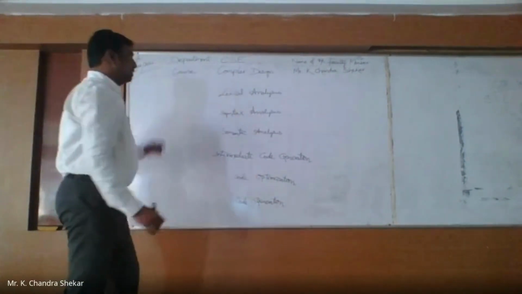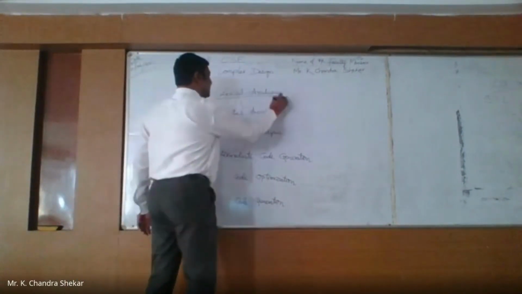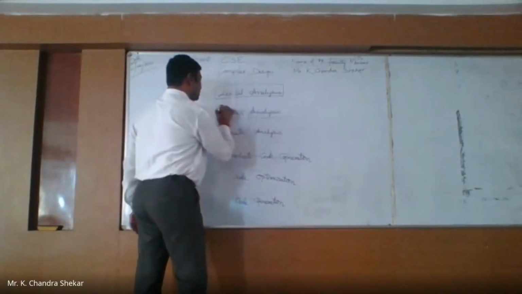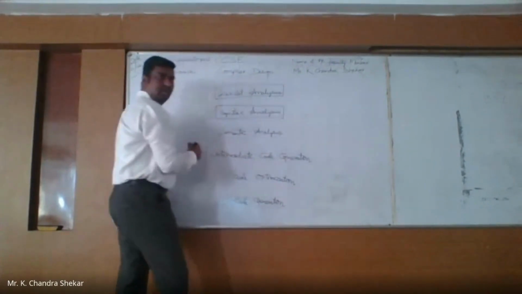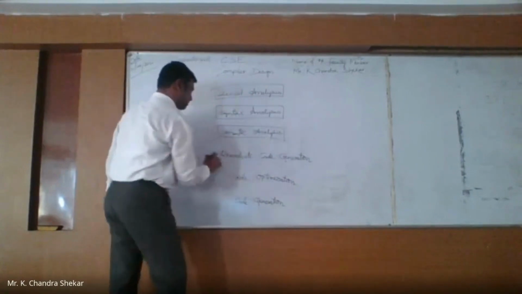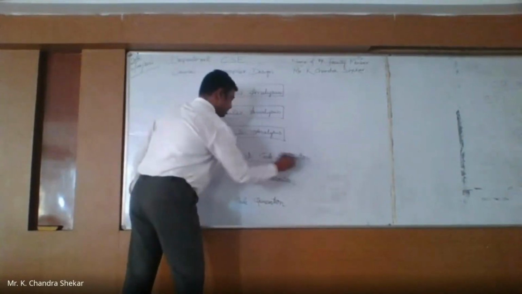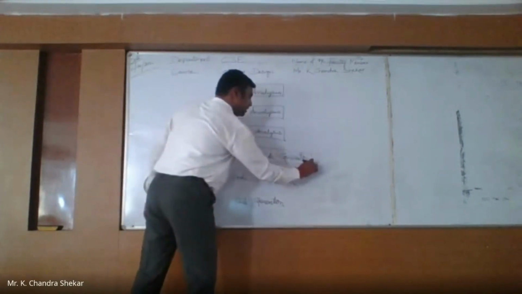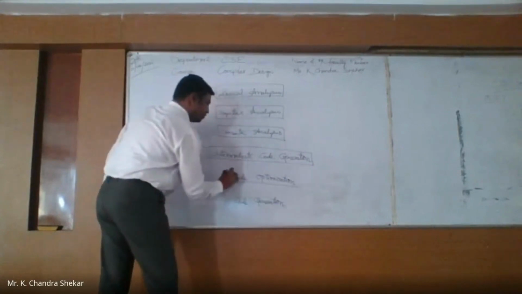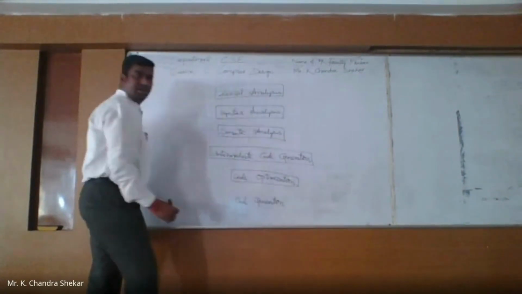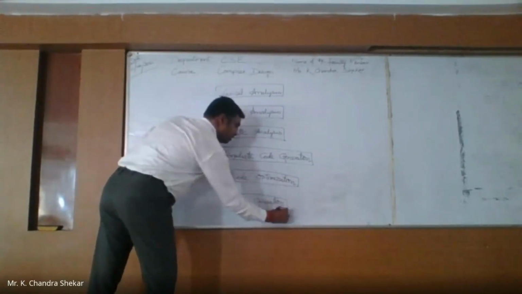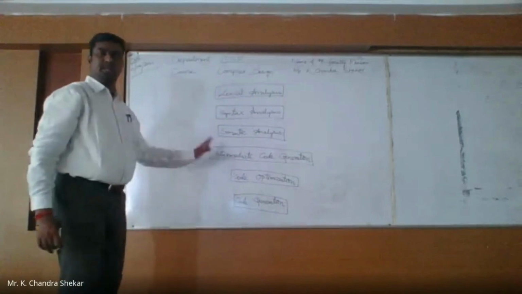Okay, so the first phase is the lexical analysis phase. The second phase of the compiler, syntax analysis phase. The third phase of compiler, semantic analysis phase. The fourth phase of compiler is intermediate code generation. The fifth phase of compiler is code optimization. And the last, sixth phase of compiler is the code generation, where the target code is being generated.